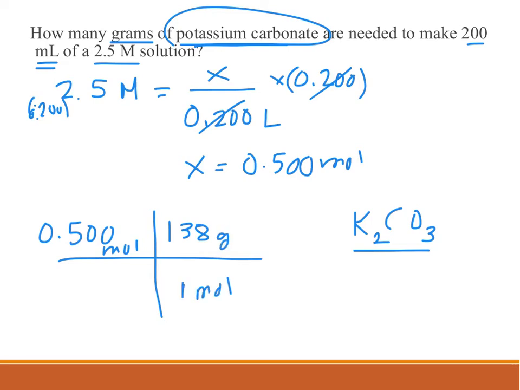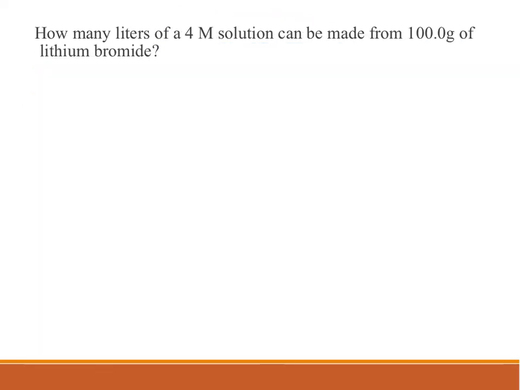And so we just plug that into our mole-gram conversion, and that's going to give us a value of 69 grams. So we need to measure out 69 grams, or 69.0 grams, of potassium carbonate in order to make our 2.5 molar solution. So in that case, we were asking to calculate the grams, so we were looking at the moles. This problem asks how many liters of a 4-molar solution can be made from 100 grams of lithium bromide.